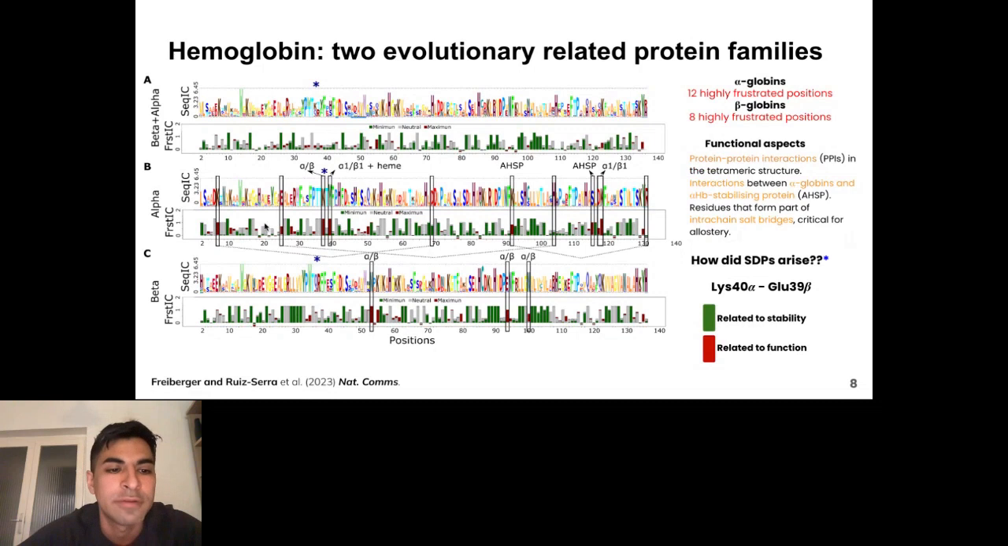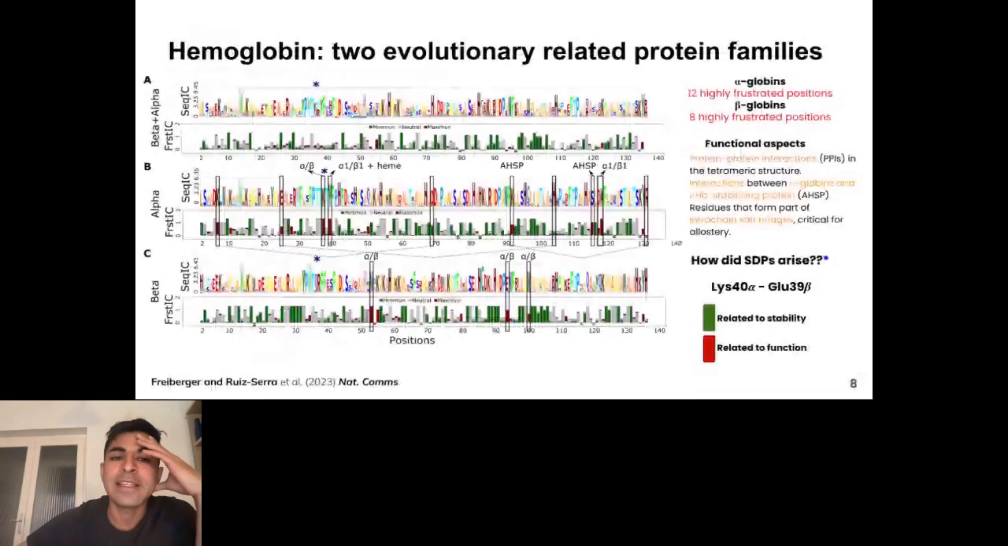So we observed that these ones here are all protein-protein interactions, either between the alpha and the beta unit, or the alpha and the beta, but in the other dimer. Or also, for example, we know that alpha globin is toxic when it's alone, when it's a monomer. So these are positions that interact with the chaperone that binds to alpha globin before it's part of the tetramer. And the same happens with beta globin. These positions here are important for protein-protein interactions with the alpha unit.